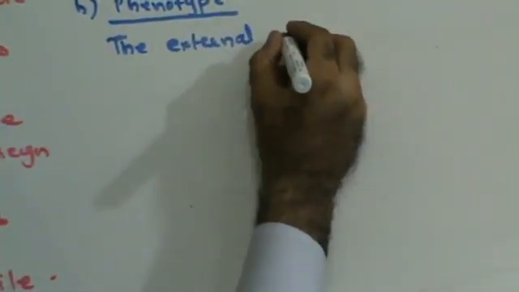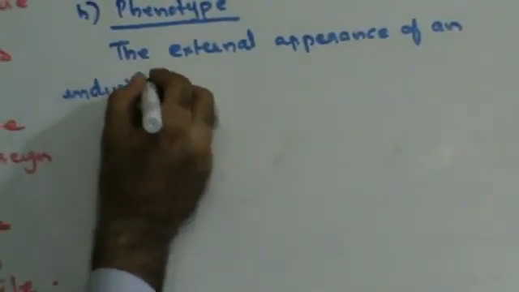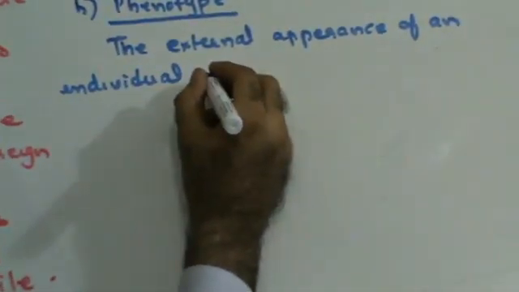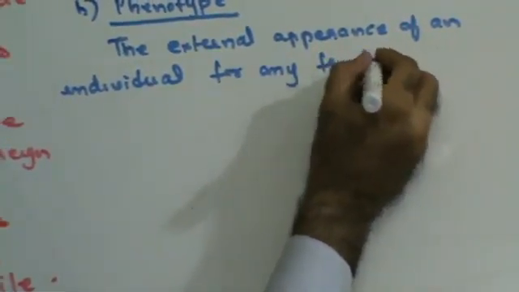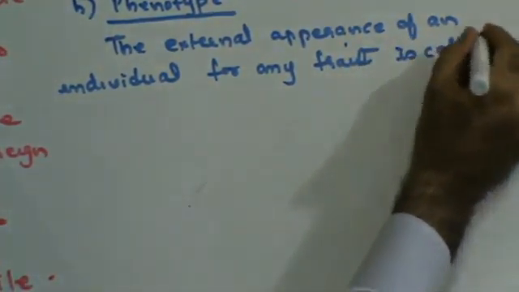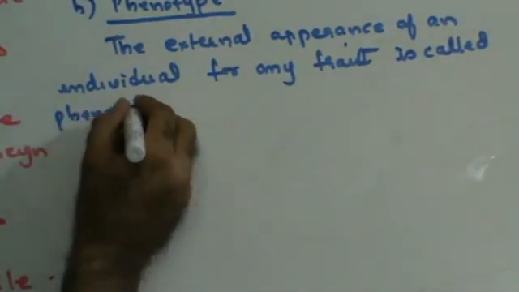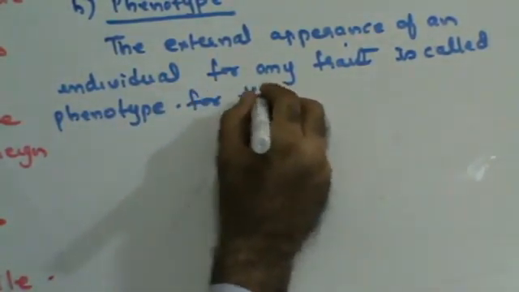Phenotype. What do I understand by phenotype? The external appearance of an individual for any trait is called phenotype for that trait.